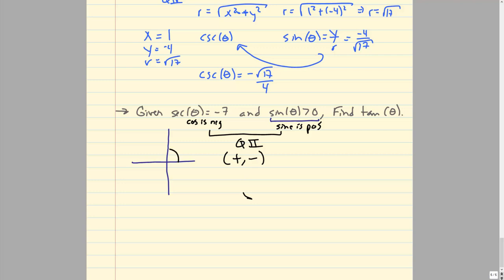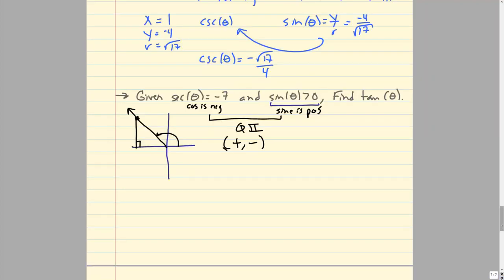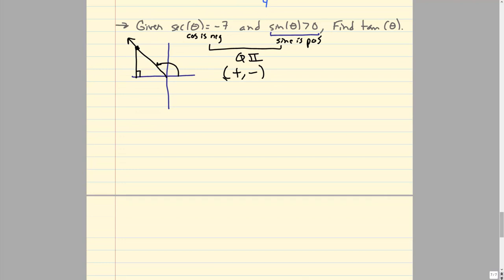Let's go ahead and rewrite this so we know we're in quadrant 2. And I'm just going to pop in a point here. I really don't know exactly what's going to happen yet with those points, but it's a good spot to get me started. Okay. So let's start with secant. If secant theta is negative 7, we could rewrite that as negative 7 over 1. Now cosine is the reciprocal of secant. So the reciprocal of negative 7 over 1 is negative 1 over 7.